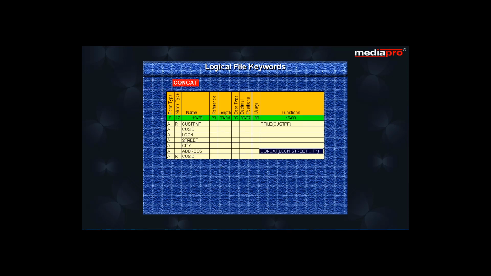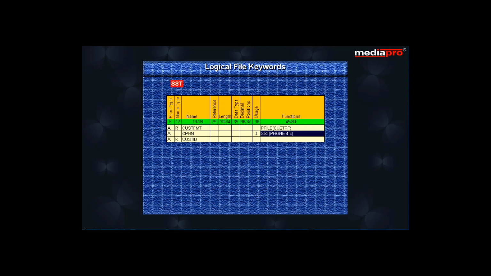The concatenate keyword is used to combine two or more fields from a physical file to form a single field in the logical file. For example, here we are concatenating location, street, and city fields in the physical file into a new field address in the logical file. The concatenate keyword can only be used with character fields and zoned decimal fields with 0 decimal places.